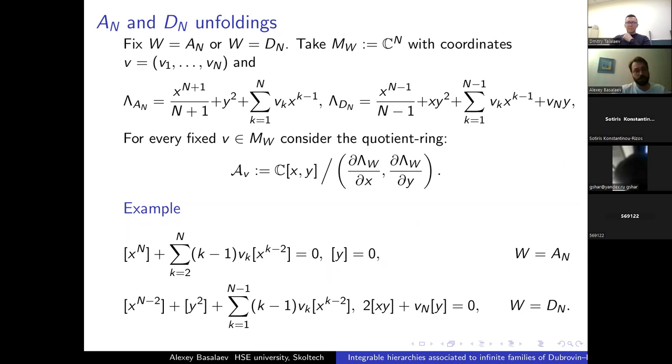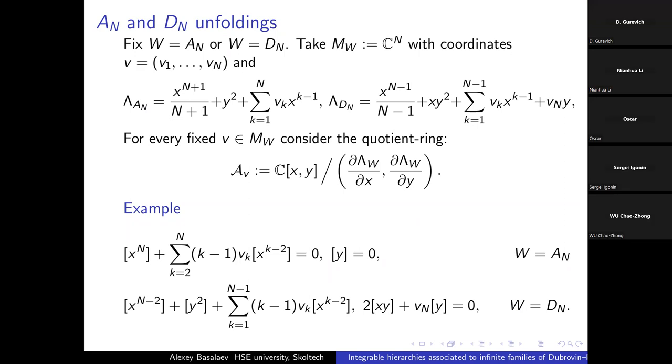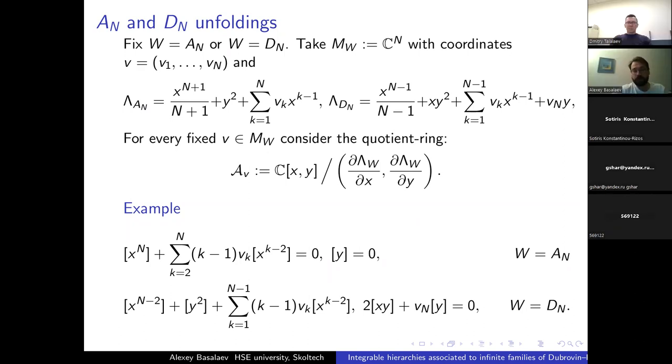So in my talk, I will only speak about the Dubrovin-Frobenius manifolds of A and D type. In this case, the manifold is the best possible. This is C^n, where n is the same n as the rank of the root system. Assume it with the coordinates v, and then one can build up the so-called unfolding of an A or D type singularity. This is the following function that has n plus two variables.